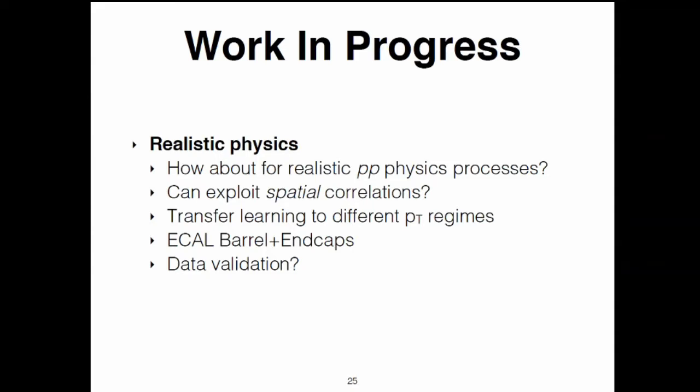We have begun in earnest looking at realistic proton-proton physics processes. We've also shown that we can not just exploit correlations in the substructure of the shower, but we can also exploit correlations in the spatial distribution of the showers. We had also tried to shoot two photons, one in which the distribution between the two photons was random, and another where they were correlated. And this is also able to tell them apart.